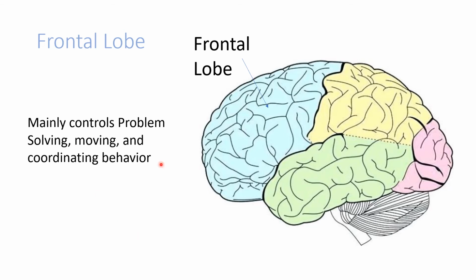So, first we're going to be talking about the frontal lobe. The frontal lobe is this blue part, and it mainly controls problem solving, moving, and coordinating behavior. Like if I was going to do a math problem, my frontal lobe is going to help me do that.